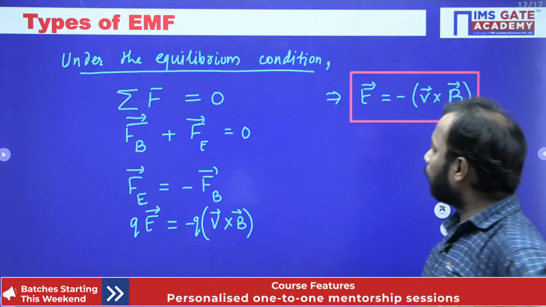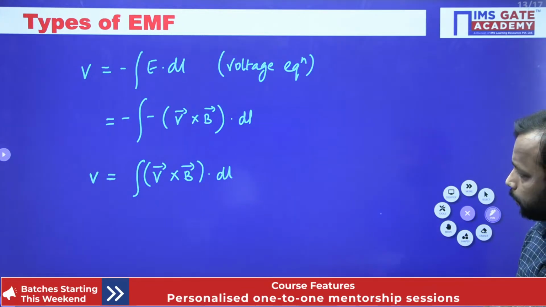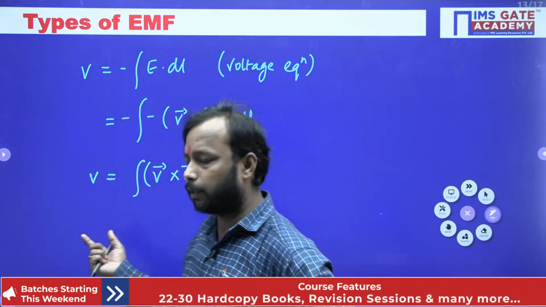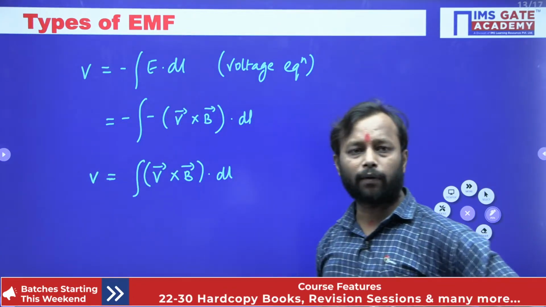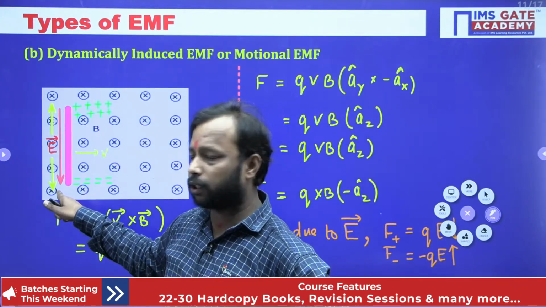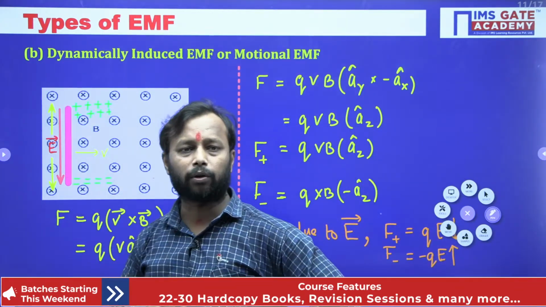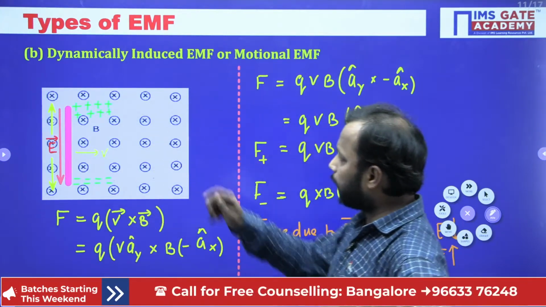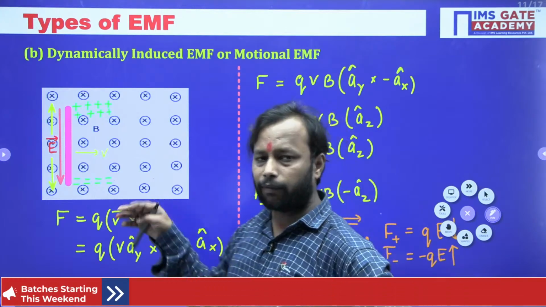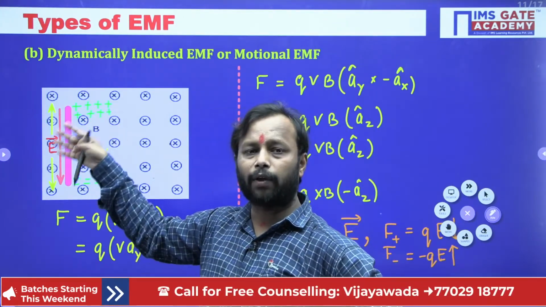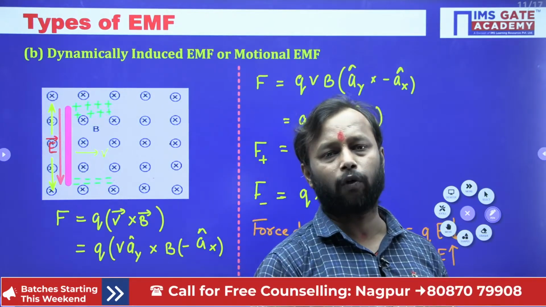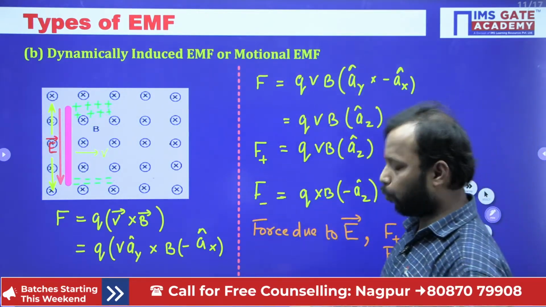Okay, one more thing. What will be the polarity in this case? Means, what will be the polarity of the voltage in this case? Whether the downside will be positive or the upside will be positive. Now in the diagram it is very clear that we have used a concept, from which we have found that the positive charge will be accumulated in the upward direction.